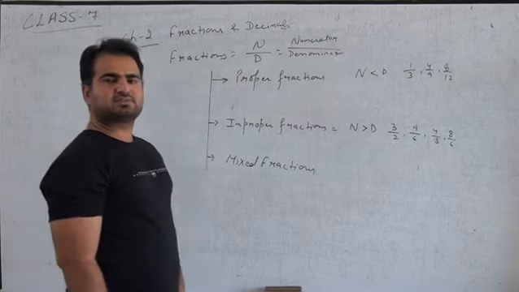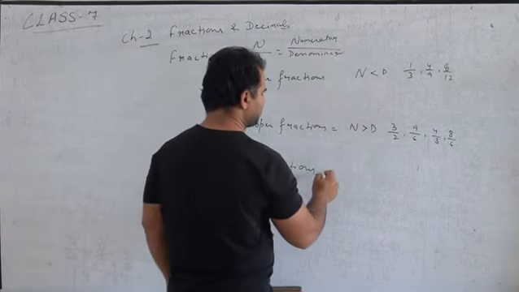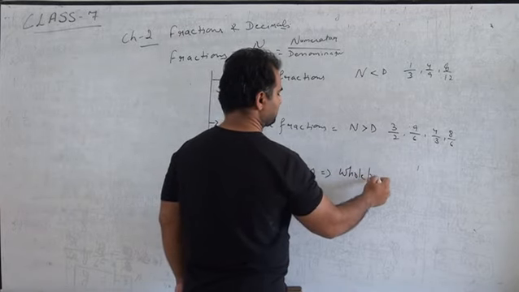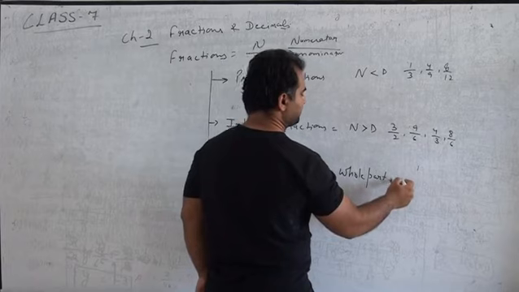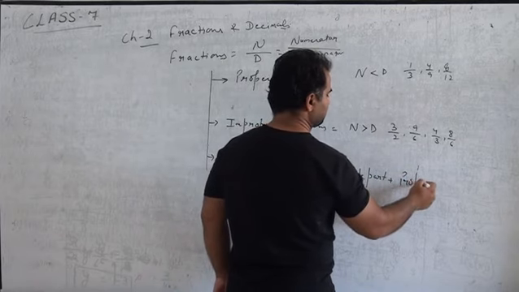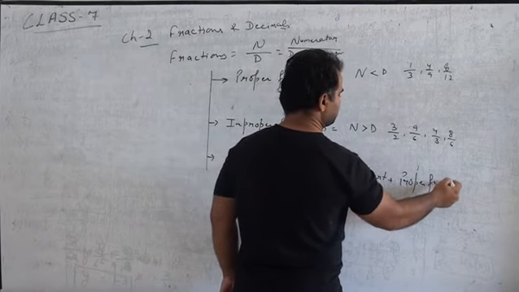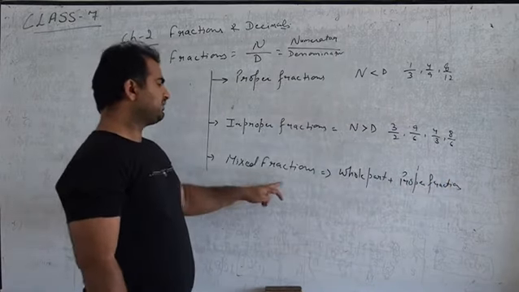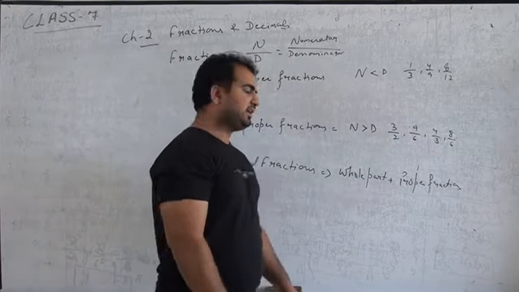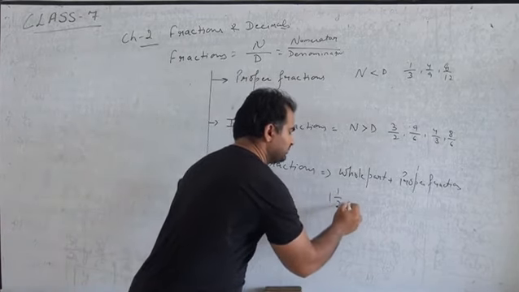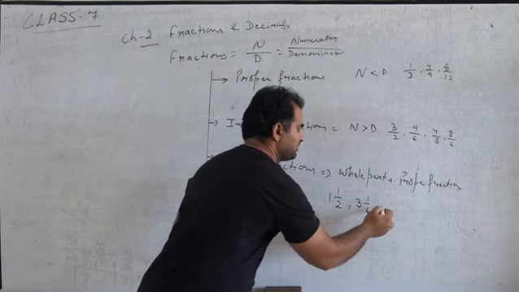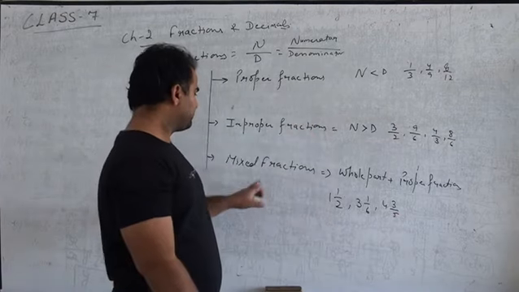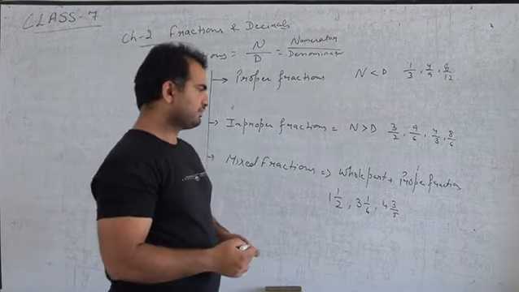What are mixed fractions? Mixed fractions have a whole part plus a proper fraction, like 1 1 by 2, 3 1 by 6, 4 3 upon 5. All of these are mixed fractions.